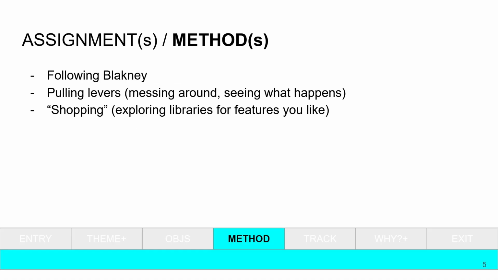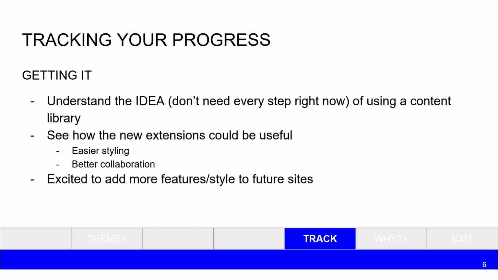And then there's also, in quotes, shopping, which is looking around in these libraries for a feature or a function that you would like. And somebody probably already made it, so you don't have to start it over from scratch, right? You can understand that you're getting it today or by the end of this week by the idea, not every single step, but you know the idea of using this content library that I'm going to show you. You'll also see how these extensions could be useful.